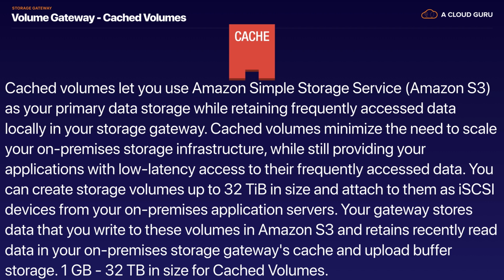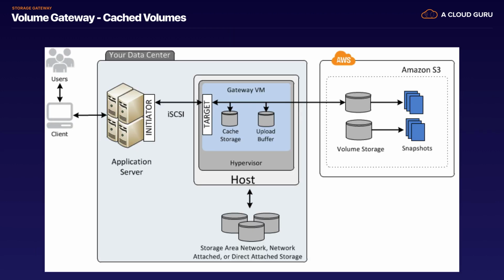So you can create storage volumes of up to 32 terabytes in size and attach them as iSCSI devices from your on-premise application servers. Now your gateway stores the data that you write to these volumes in S3, just like the last one, and it retains recently read data in your on-premise storage gateway's cache and upload buffer storage. So it's between 1 gig and 32 terabytes in size for cache volumes. Again, don't worry, you'll never be tested on that. It's just important to understand that cached volumes is a way of caching the most actively used data, whereas with stored volumes, it's the entire data set.